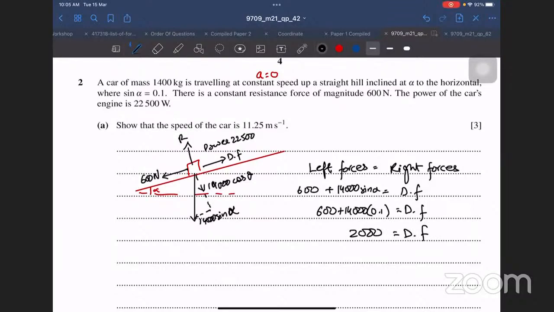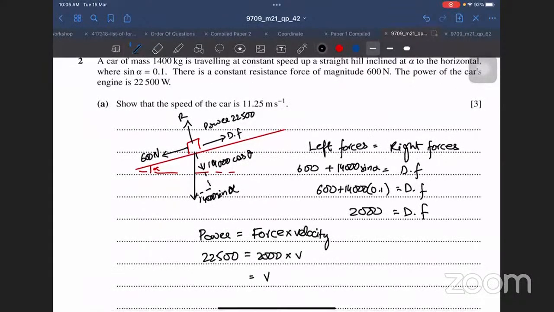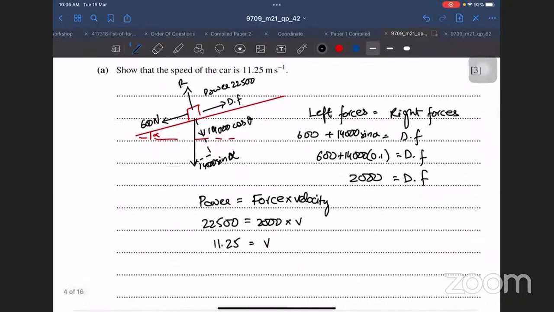Okay, then I want to show you the speed. So power is force into velocity, 22,500 equals 2000 into V. So V comes out to be 11.25, and that is what I had to prove to you.